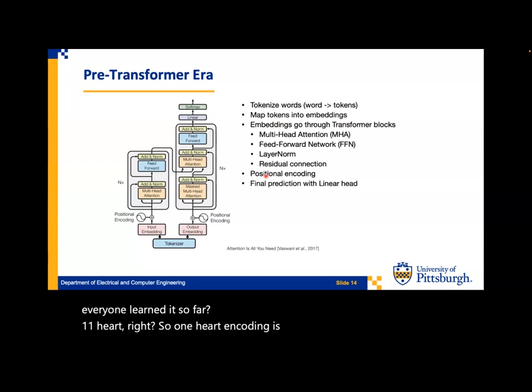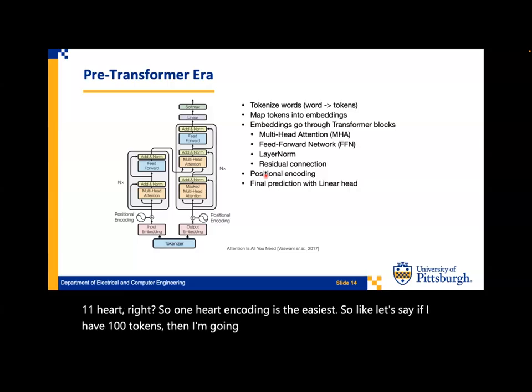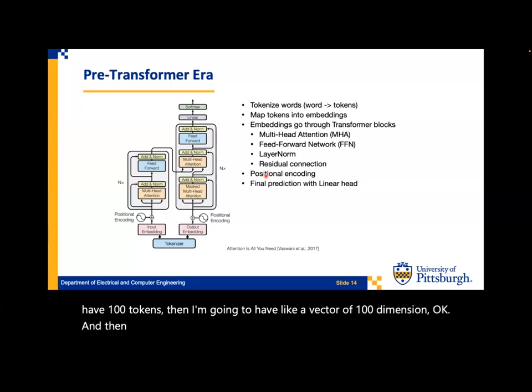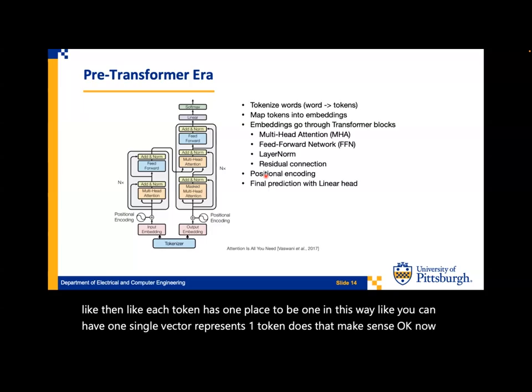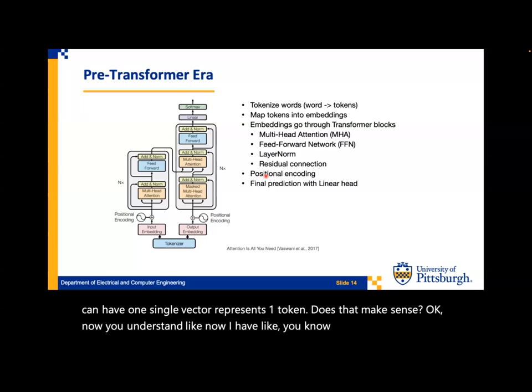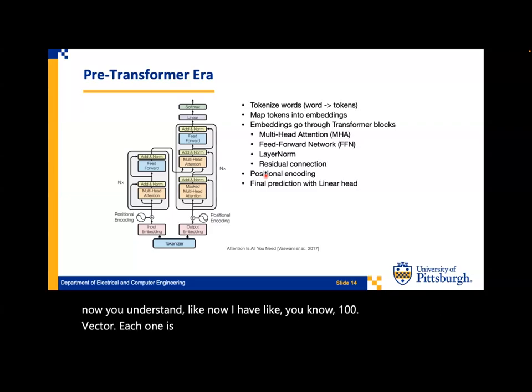Let's say I have 100 tokens, then I'm going to have a vector of 100 dimensions. Each token has one place to be one. In this way, you can have one single vector represent one token. Does that make sense? Now I have 100 vectors, each one is 100 dimensions, that can perfectly capture these 100 tokens.